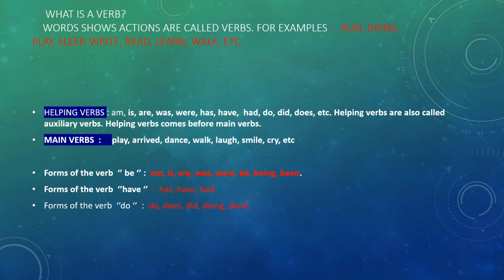There are helping verbs and main verbs. Two kinds of verbs are there. Helping verbs means am, is, are, was, were, has, have, had, do, did, does, etc. These are the helping verbs. Helping verbs come before the main verb. Main verb means play, arrive, dance, walk, laugh, smile, cry. All these are the main verbs. Before the action, the helping verb follows. Remember, in a sentence, first is the subject. After that, helping verb, and then main verb.